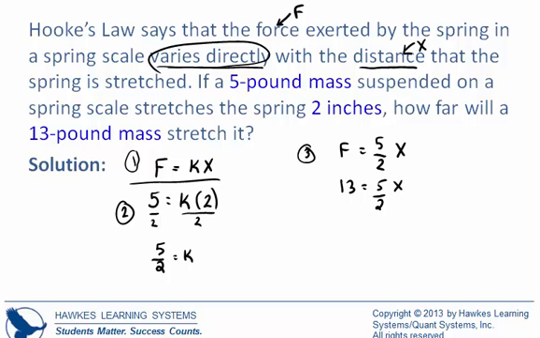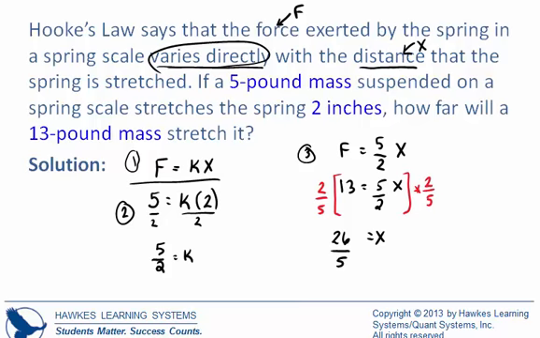Now, when we solve for x, we can either divide both sides by 5/2, or we can multiply both sides by the reciprocal. So if we multiply here, the 2's will cancel, the 5's will cancel, on the right, leaving me just an x. And multiplying over here, we get 13 times 2 is 26 over 5. And so the spring stretches 26 over 5, which is 5.2 as a decimal inches, if you hang a 13-pound mass on the scale.